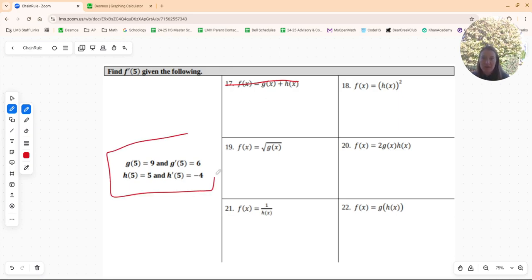This is my underlying information. This is the stem of this problem. I've got two functions, g and h, and I happen to know that g of 5 is 9 and g prime of 5 is 6, and h of 5 is 5 and h prime of 5 is negative 4. So let's look here at number 18.